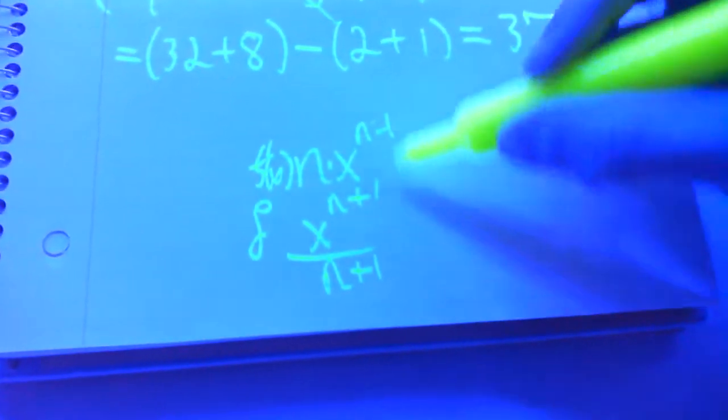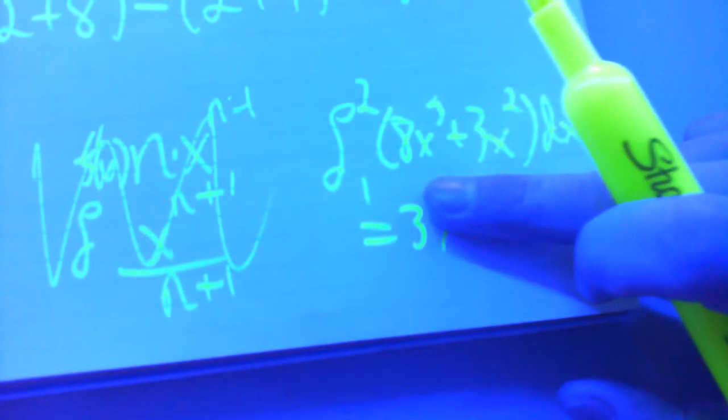So, ultimately, and I'm just going to scribble this out, it's not actually important other than to explain. The point is, the integral from 1 to 2 of the function 8x cubed plus 3x squared dx equals 37. And there you have it.